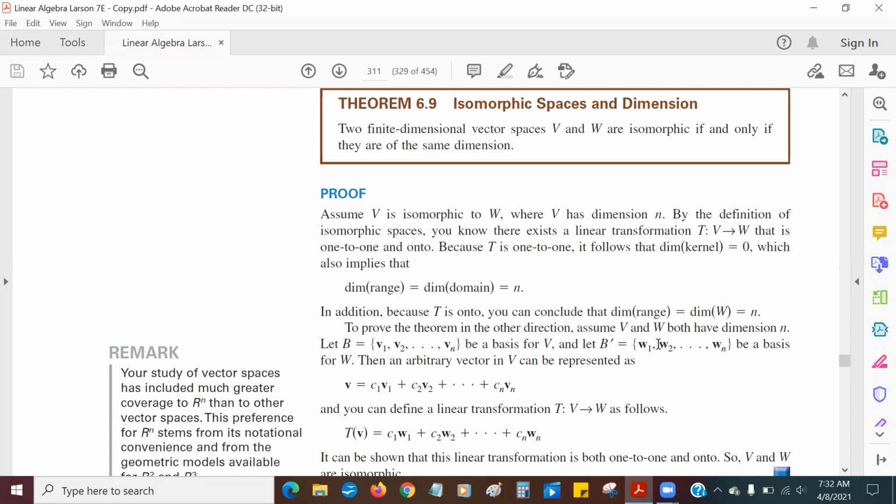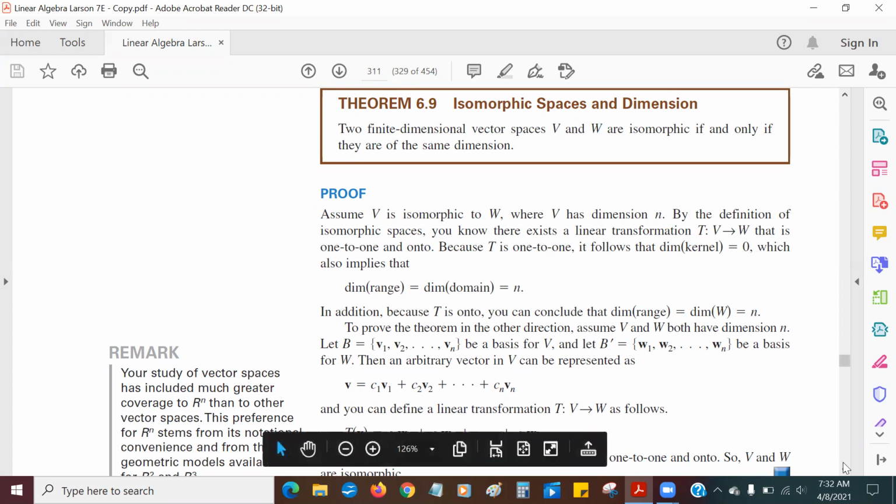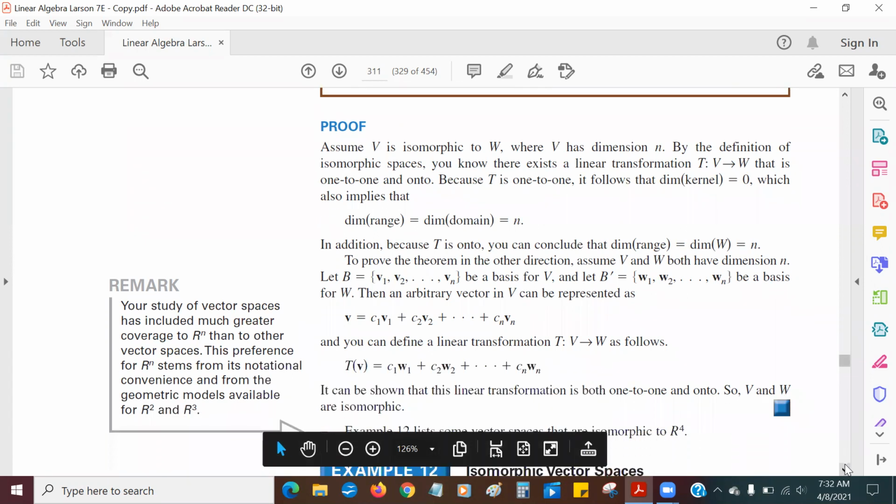Let's assume that V and W both have the same dimension N. So let B be a basis for V, and B prime a basis for W. So B and B prime are two different worlds, because B is a bunch of V vectors from the domain vector space, and B prime is a bunch of W vectors from the codomain vector space. So let's scroll up a little bit.